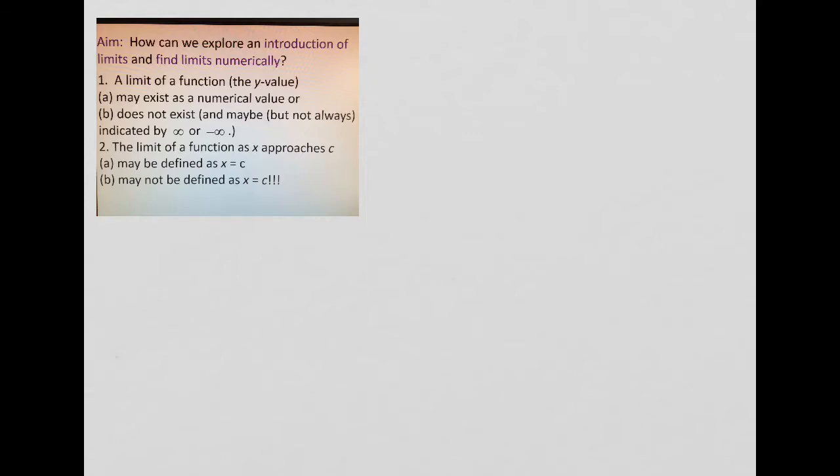This is something you really need in your notes because it is the outline of what to expect here. First, it says a limit of a function, and I'm pointing out that you're trying to find its y value. The limit of a function may exist as a numerical value. That's what I was saying in the last part of the video. Maybe it's 5, maybe it's -5, maybe it's 0. Those are all numerical values.